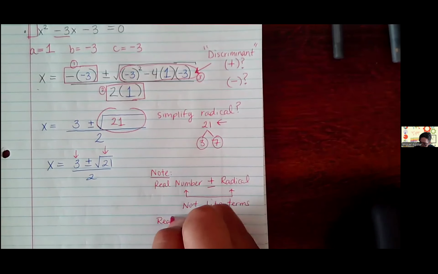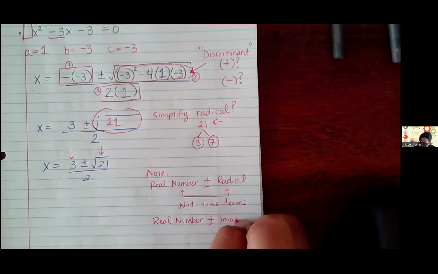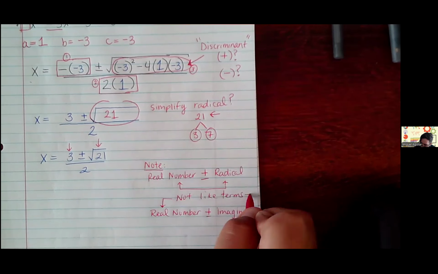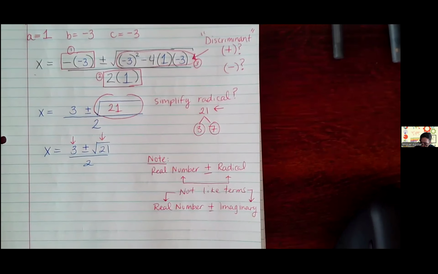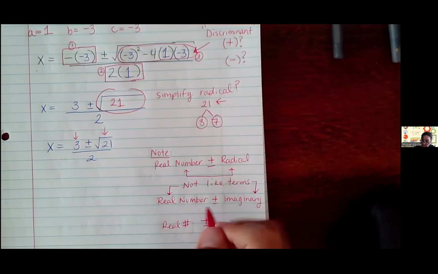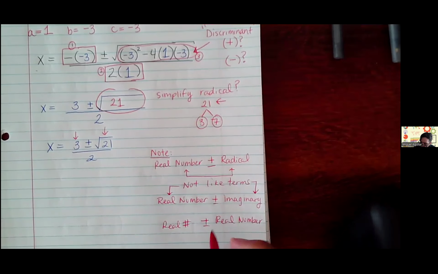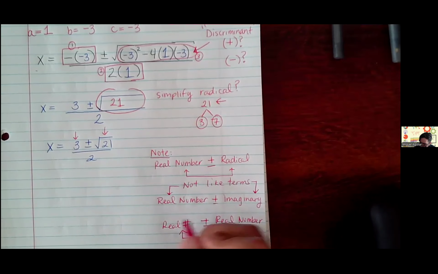Similarly, if you have a real number plus or minus an imaginary number, those are not like terms either. Okay. So we don't want to be combining our real and imaginary numbers, and we certainly don't want to be combining our real numbers with our radical expression. Okay. But if we get a real number plus or minus another real number, then those would be like terms. So we want to go ahead and combine like terms if we can.